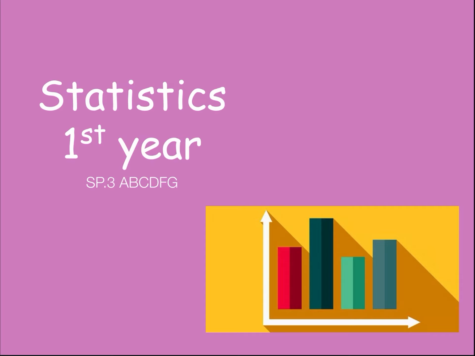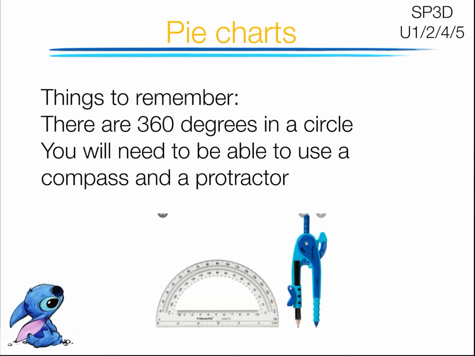of the parts. So what we're going to need to remember for pie charts is two things. We need to know that there are 360 degrees in a circle, so that's really important. So what I want you to do in your notes copy is put in your heading pie charts, and I want you to put in these things. So 360 degrees in a circle, and the next thing I want you to write then is that you need to be able to use a compass and a protractor.